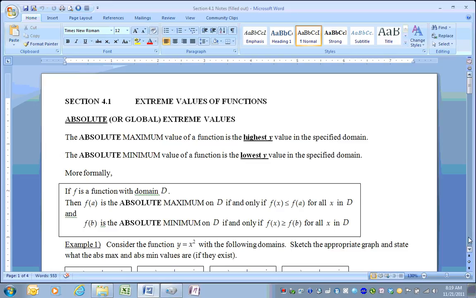Okay guys, we're starting. So 4.1 is about extreme values, and one thing we're going to do a lot in this chapter, you start seeing more practical applications with a derivative, like you start seeing why we're doing all this stuff.